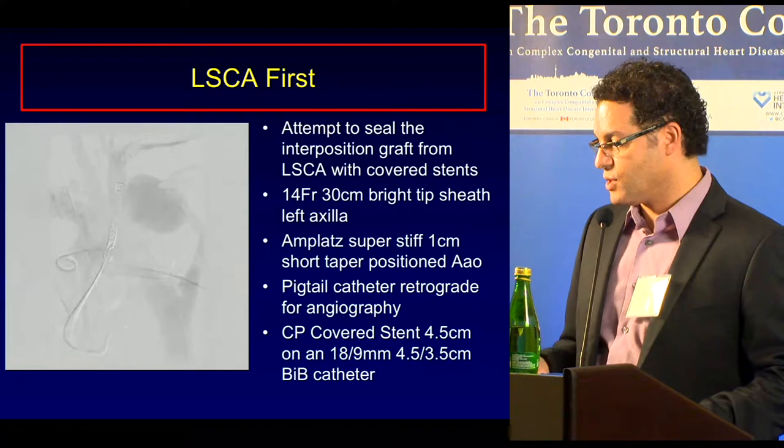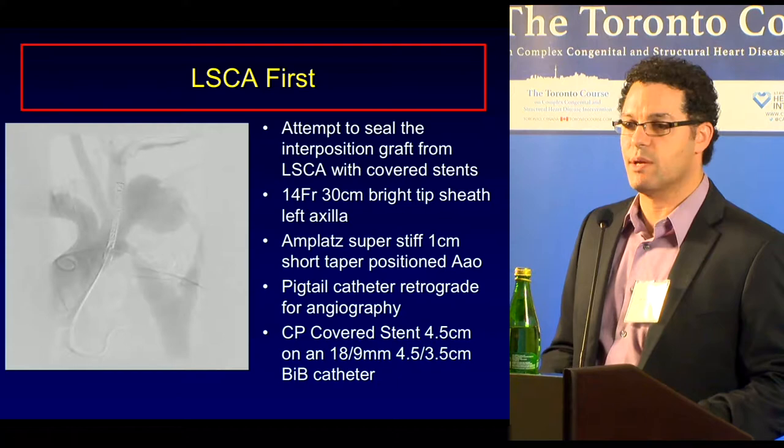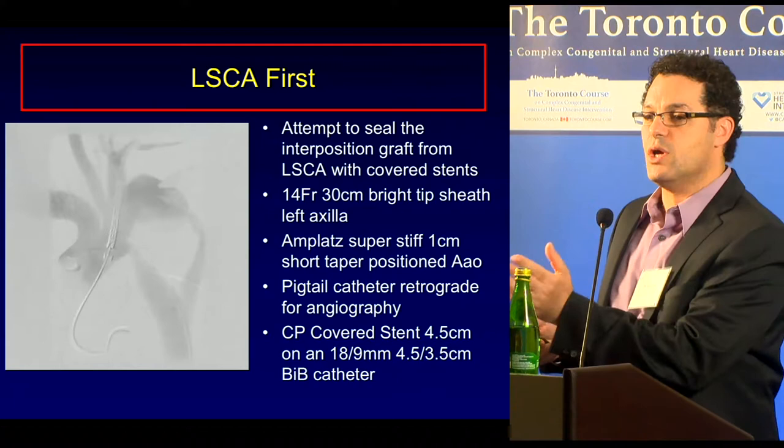So we then put in a 14 French 30 centimeter bright tip sheath, an Amplatz super stiff, the short taper sitting in the ascending aorta. We then put in a pigtail catheter retrograde so we could take angiograms and see where the arch was coming from. And we then put in the covered stent.